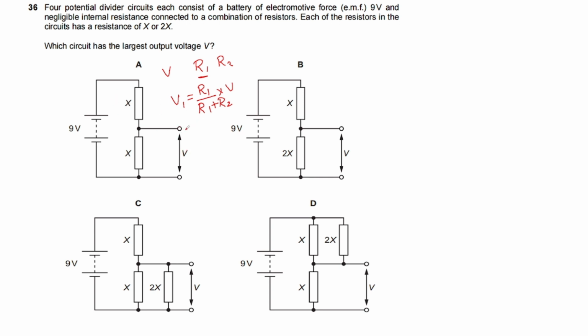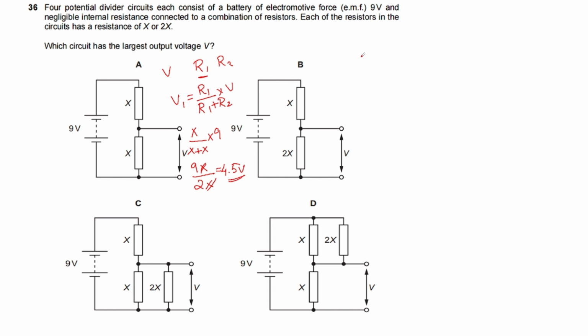For option A, the voltage V will be the resistance X divided by the sum of the resistances, X plus X, these two, multiplied by the voltage given, 9. So you'll be getting 9X divided by 2X. X and X will get cancelled. 9 by 2 is 4.5 volts. So here the voltage value is 4.5.